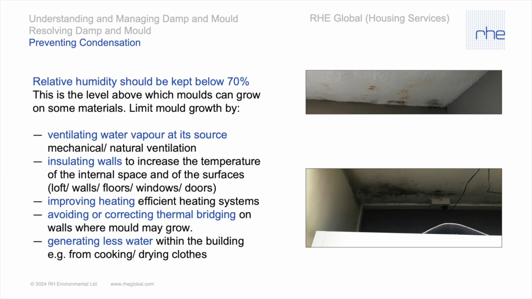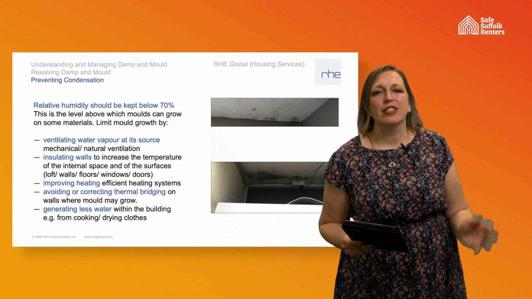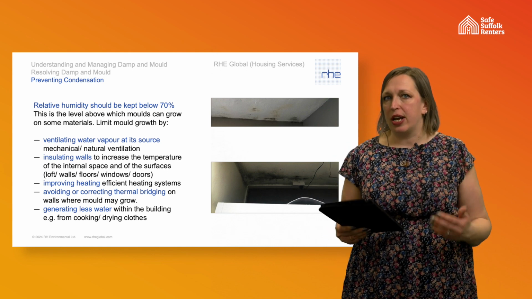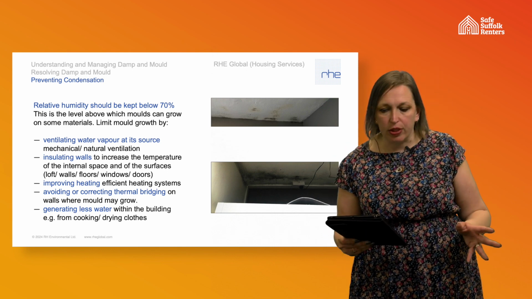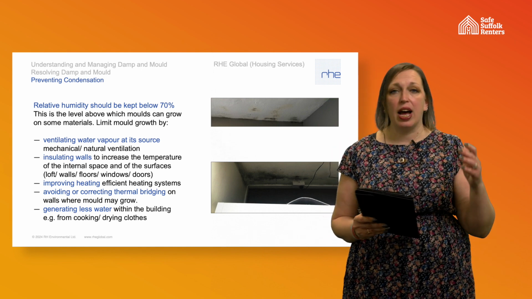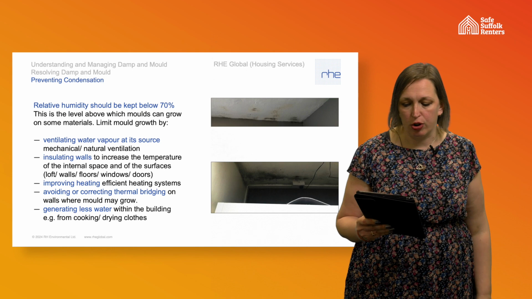So thinking more about prevention after inspection, what we're looking at trying to do is keep the relative humidity down below 70%. And no surprises, we're thinking about ventilating, insulating and heating. So we need to ventilate water vapour at its source. It's not just about natural ventilation, it's not just about opening the windows and having air bricks. We need mechanical extract ventilation as a minimum in our high humidity rooms.